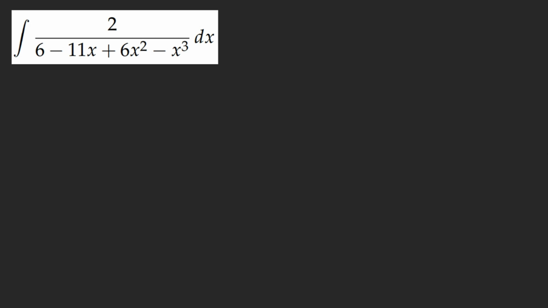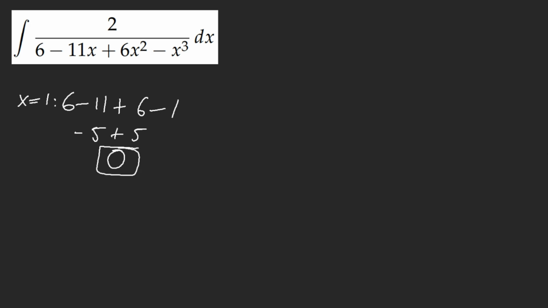Whenever you find a polynomial that does not look factorable or looks ugly, here's what you should do. Plug in x equal to 1. Okay, x equals 1 into this polynomial. Then I get 6 minus 11 plus 6 minus 1. This is negative 5 plus... Oh, wait a minute. What? Huh. Well, would you look at that? So, this is the key.